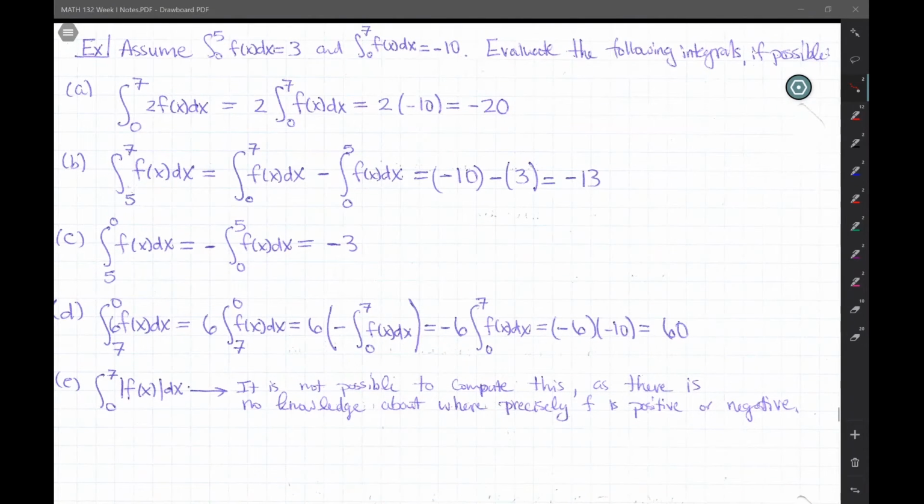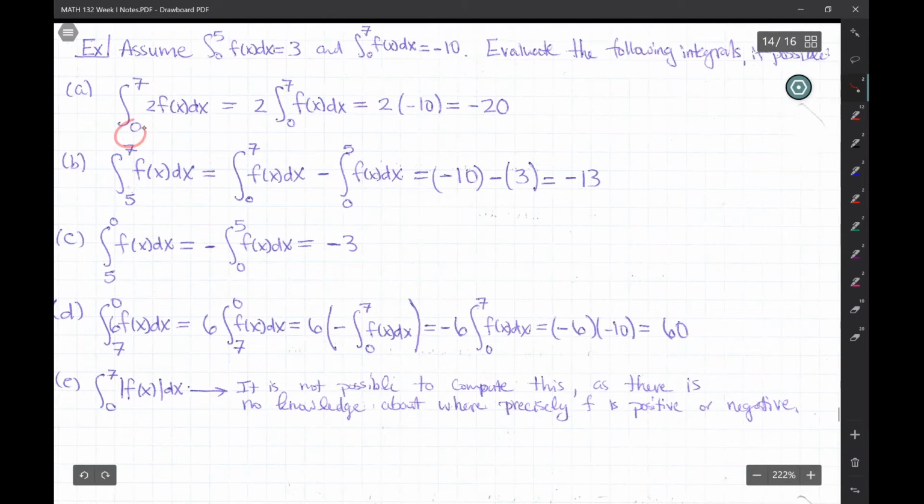So let's take a look at this example in which we'll utilize the various properties we've discussed. We're not going to get a function, but we are told that the definite integral of some function f, which again we're not getting, from 0 to 5 is 3, and the definite integral from 0 to 7 is minus 10. We want to evaluate the following integrals if possible.